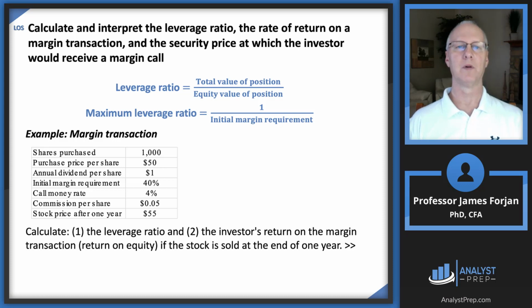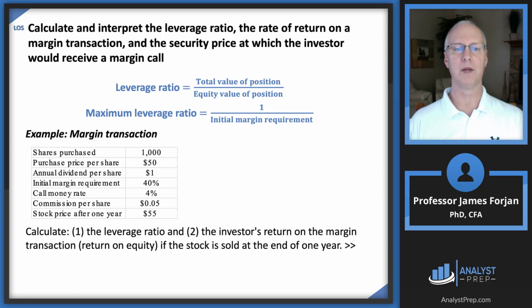So here's a good example. Let's go ahead and do some calculations. There's our formula for the leverage ratio, and there's our maximum leverage ratio. So let's go ahead. We've got a margin transaction. Look at the table there. It gives some good variables. Let's calculate the leverage ratio and the return on the margin transaction. Sometimes it's called the return on equity if the stock is sold at the end of 1 year.